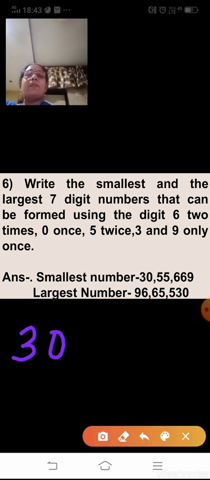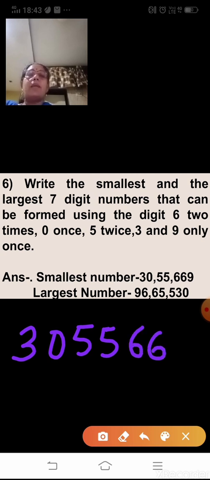Now which is the next smallest number? 5. But here they have written 5 two times, so you will write 5 two times. Again, after 5, which is the next smallest number? 6. Again they have written 6 two times, and the last number is 9. So you have formed a 7-digit smallest number.